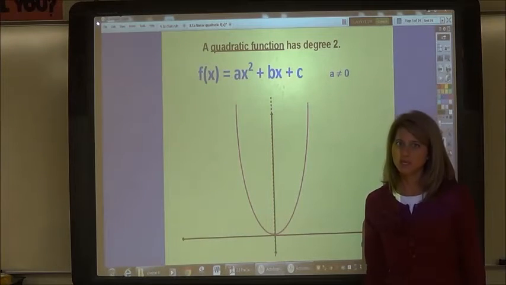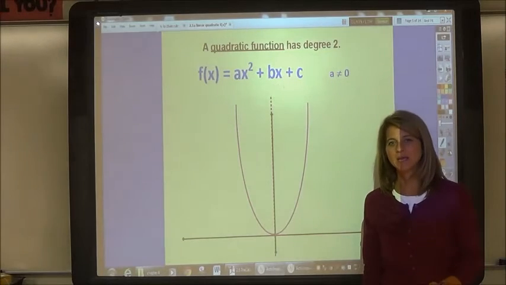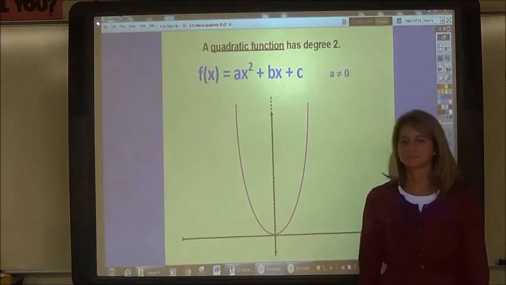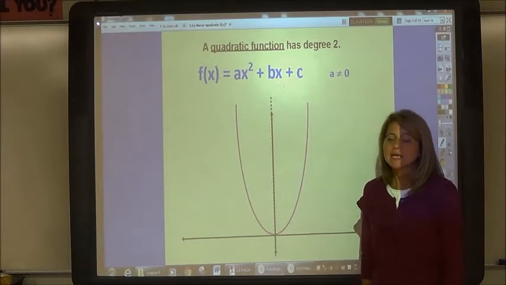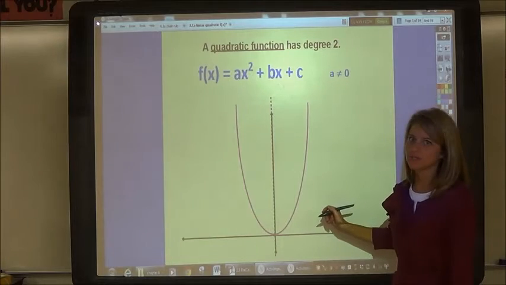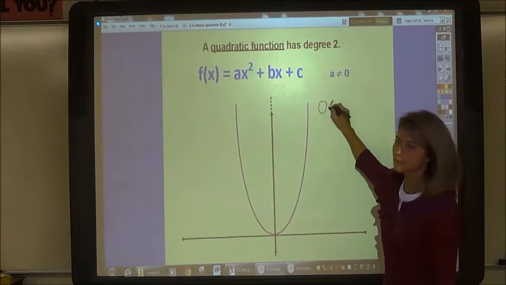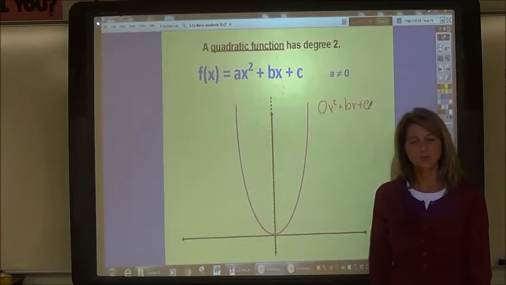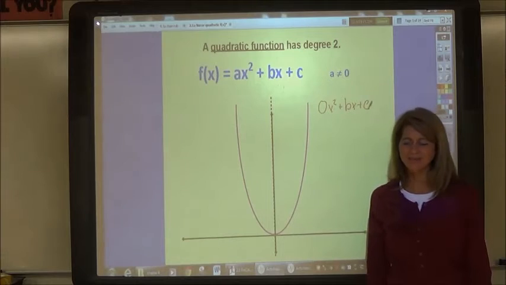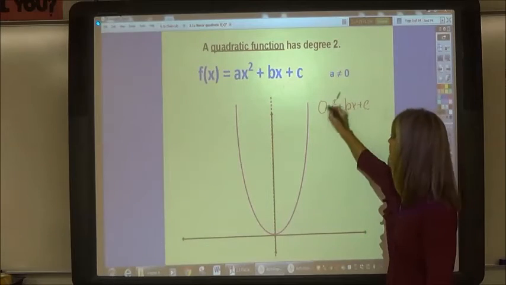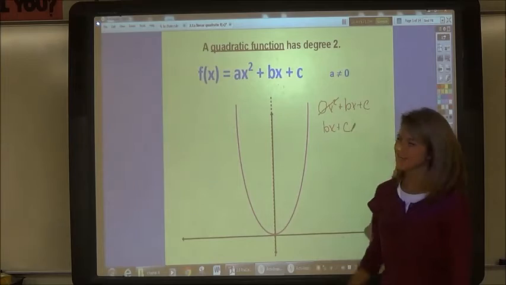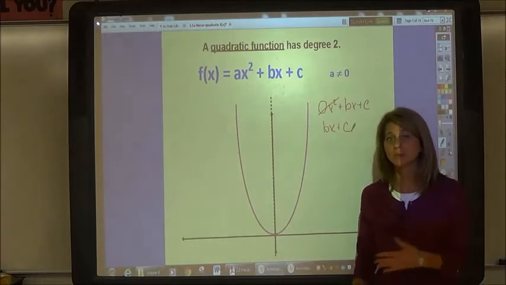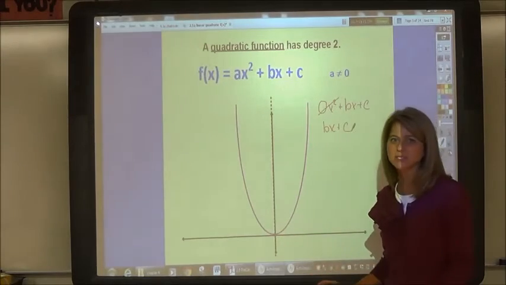So pause the video for a second, and think about why a can't be 0. Did you think of anything good? If a is 0, you're going to get an equation that would say 0x squared plus bx plus c. If you have 0 x squareds, do you have any x squareds at all? No. That just makes bx plus c, and now it's not quadratic, now it's a line. So a can be any number, positive, negative, whatever, just can't be 0.